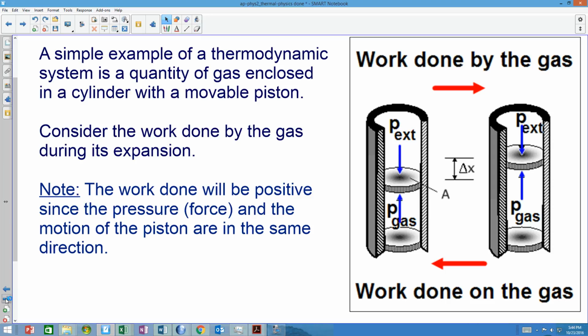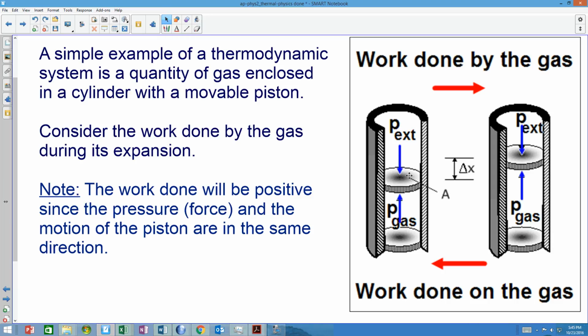Note, the work done will be positive since the pressure, which is the force per unit area, and the motion of the piston are in the same direction. Remember, work is equal to F dot D. Since both the force and the displacement are in the same direction, the work will be positive. So here, the piston is moved by the pressure of the gas, which is directly proportional to the force, and the displacement of the piston is in the same direction, and therefore the work done by the gas is positive.